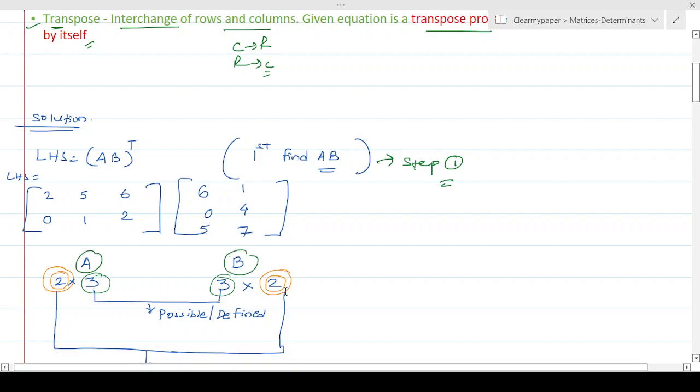And as a check, it's not required all the time, but as a habit, I always write the order of the matrix. Here it's 2 by 3, and this one is 3 by 2, where the first number is the rows. And you already know that.